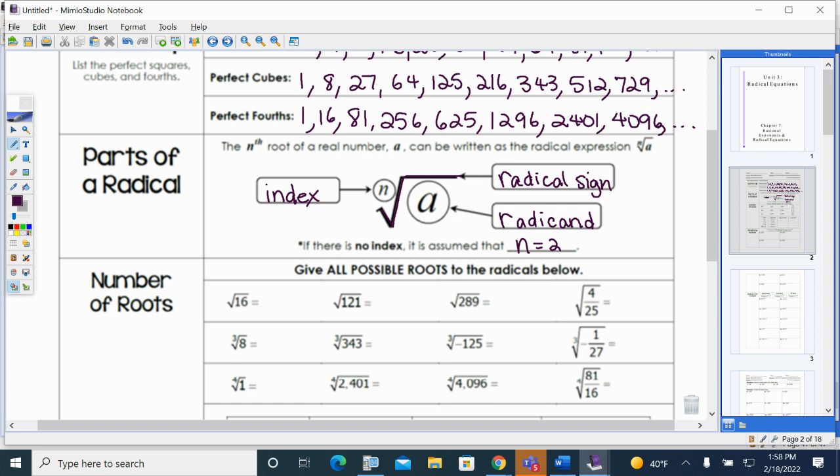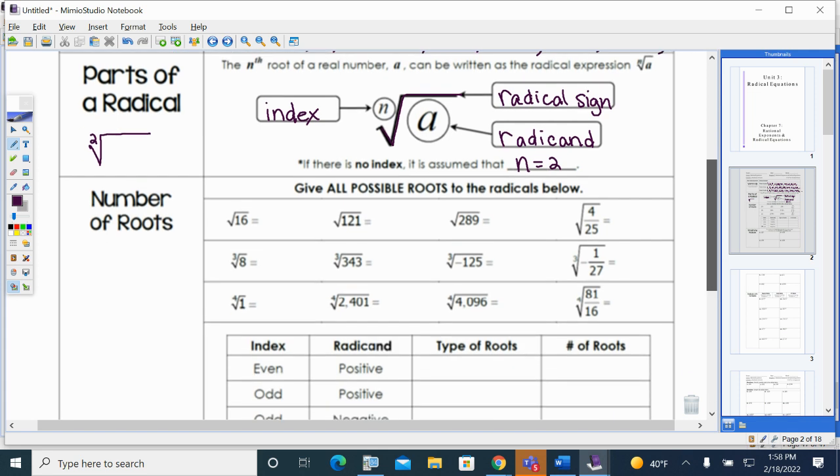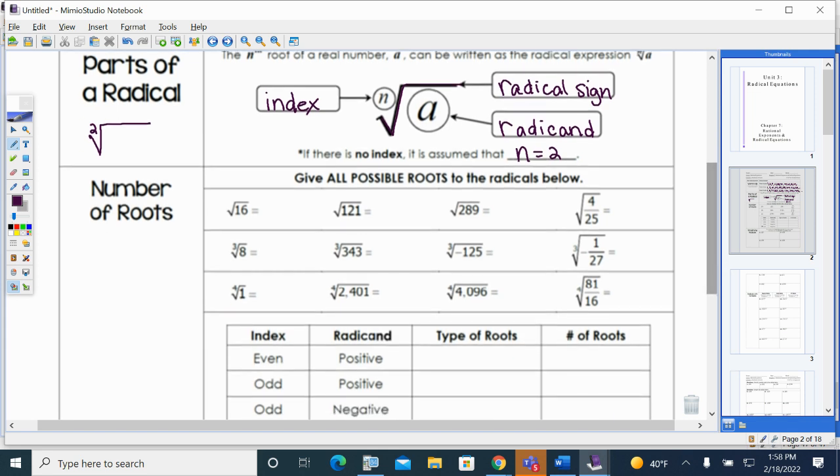Now, we've talked about that already. If there is no index listed, it's called a square root. So there's an understood 2 there. Otherwise, if you see something other than a number there, it's going to indicate something other than a square root. In this first part of our examples, it says number of roots. It says give all possible roots to the radicals below.